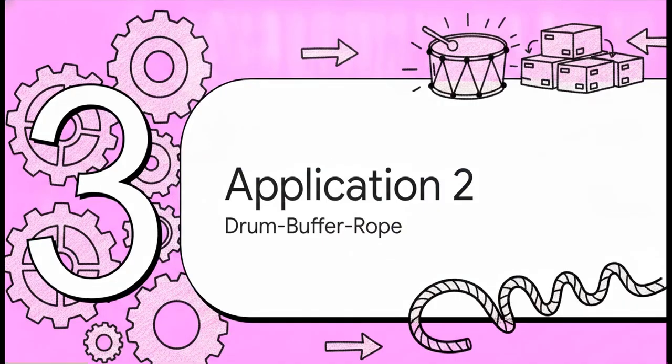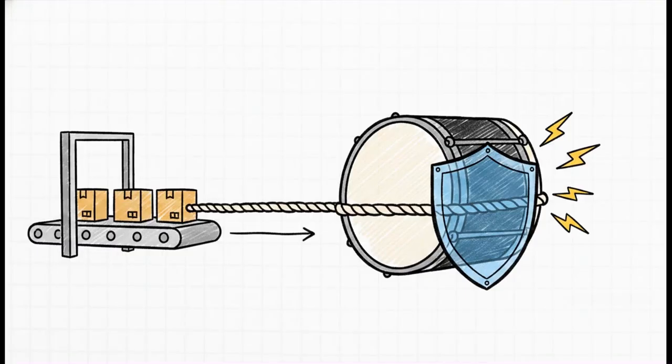Moving right along to application 2, maximizing flow with a concept called drum buffer rope. Okay, so here's how this uniquely named system actually works. The drum is your constraint. It beats the rhythm and sets the pace for the entire factory. The buffer is strategic time placed right before the drum to protect it from Murphy's Law, making sure that drum is literally never starved for work.